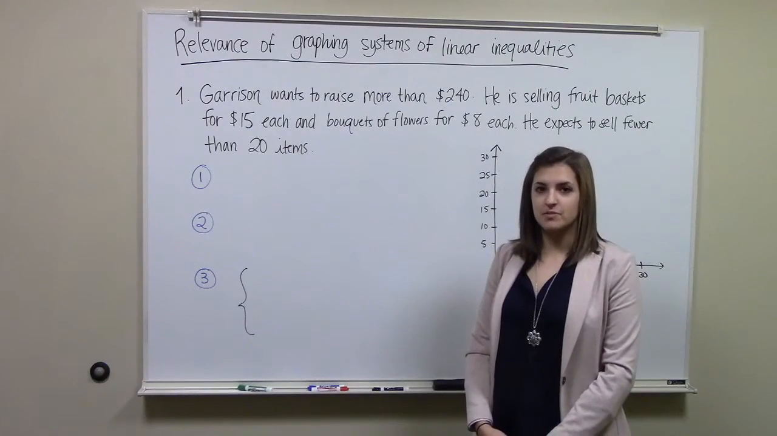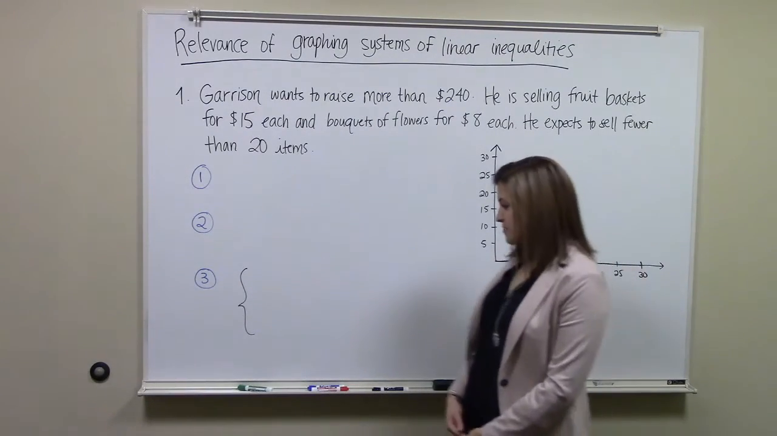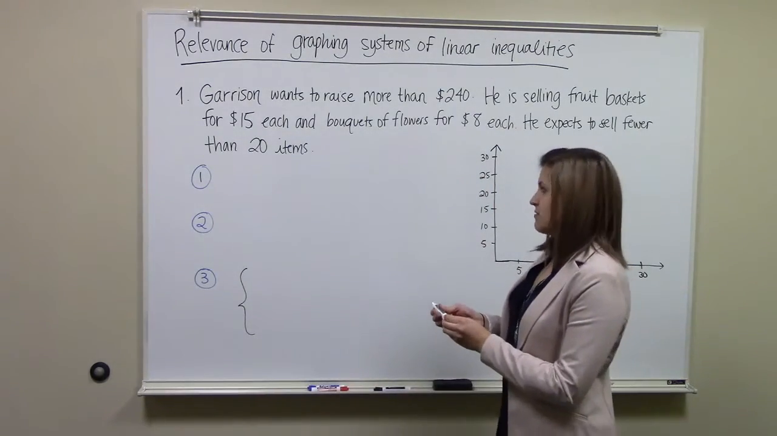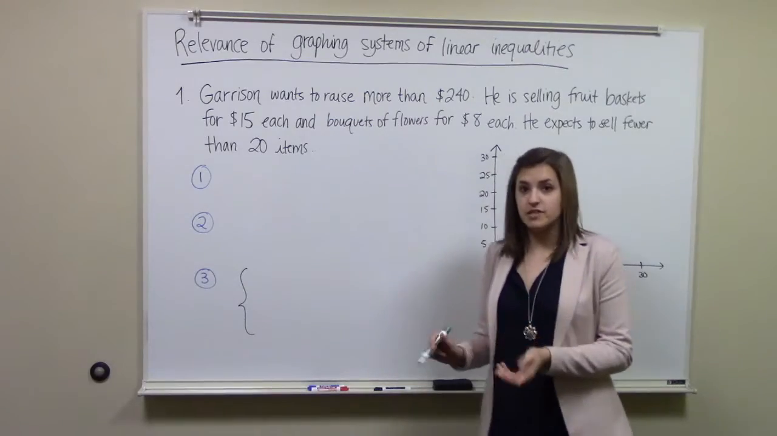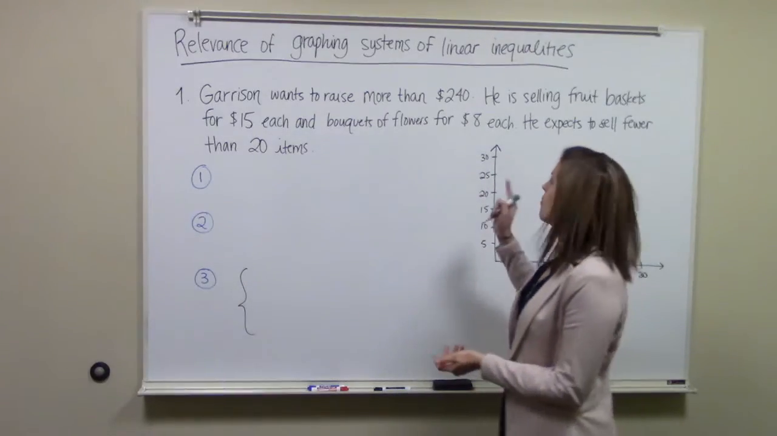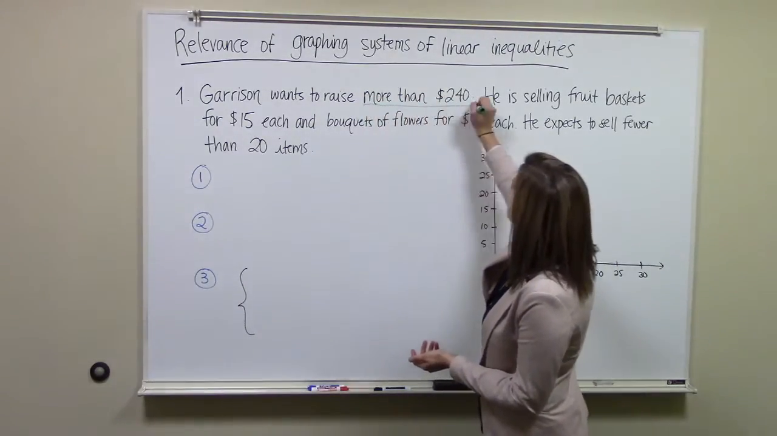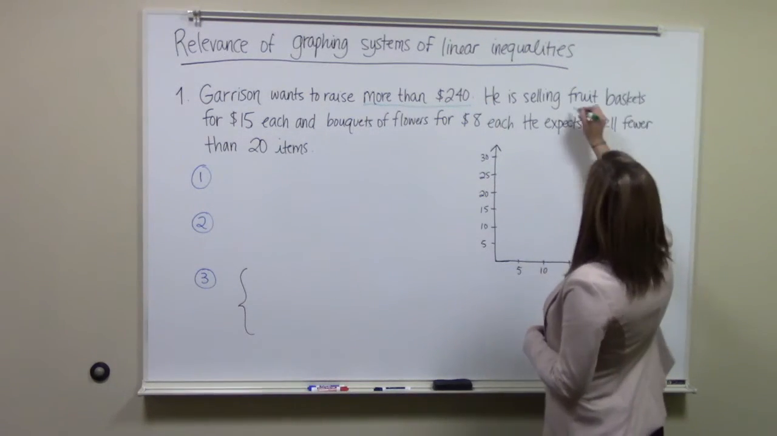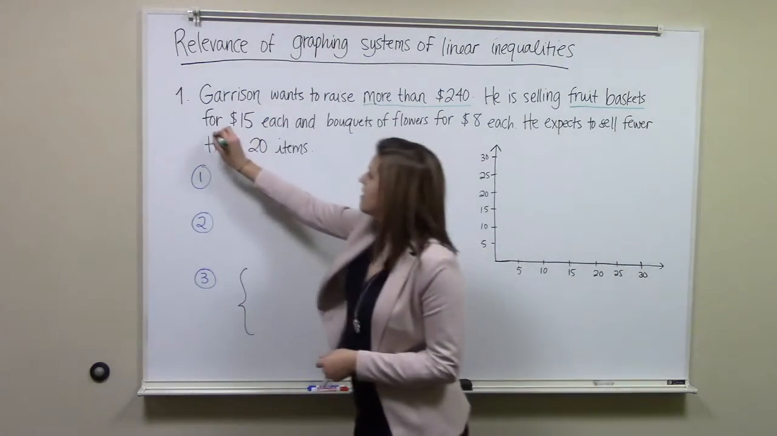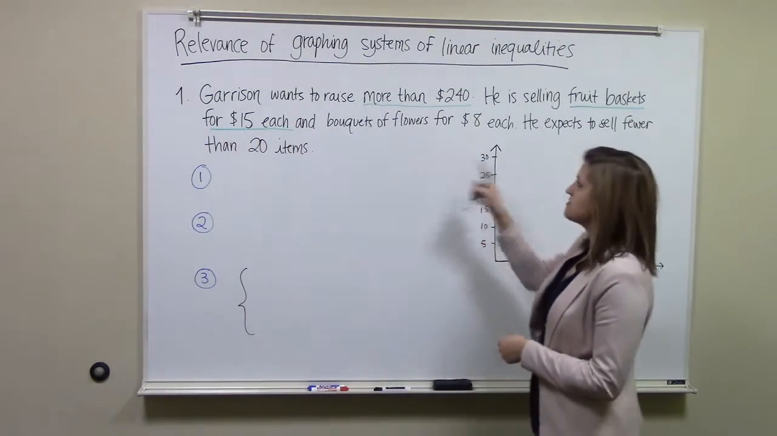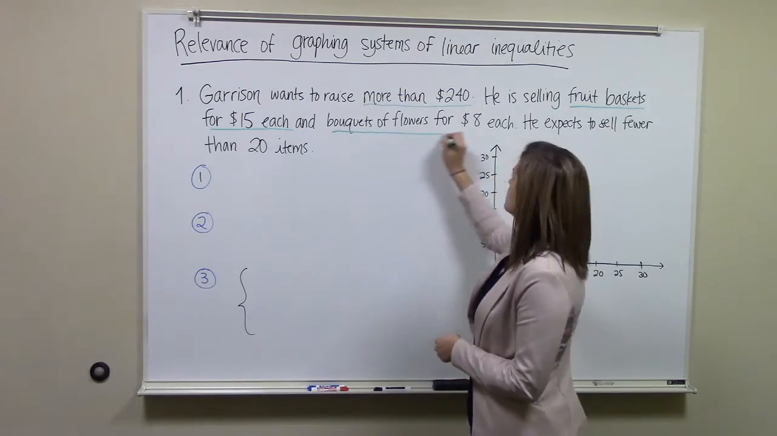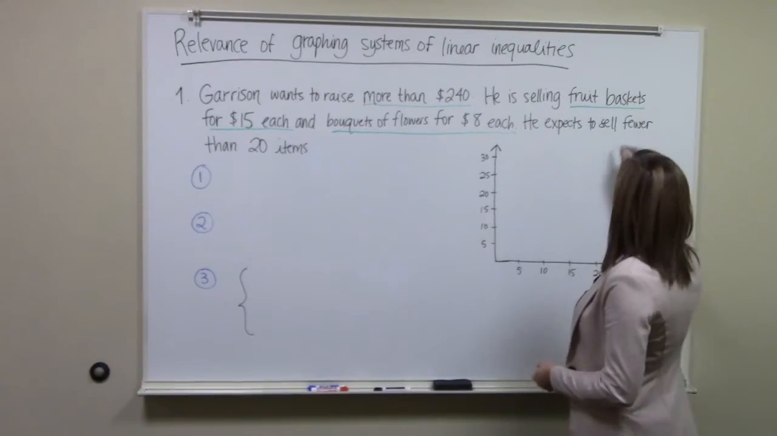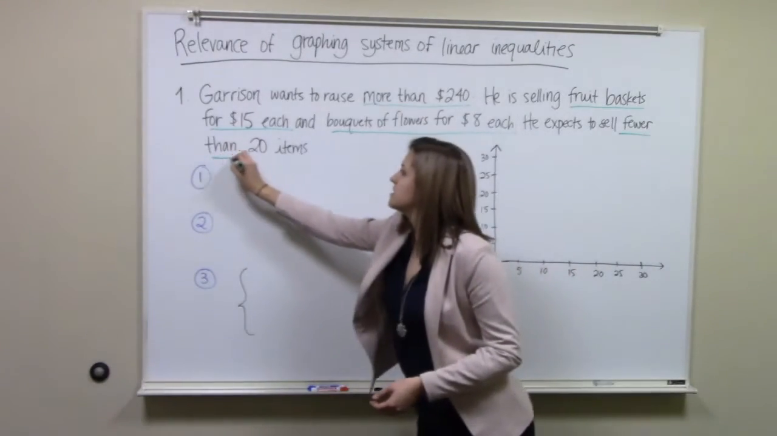All right, so our first example is about a fundraiser. And as I read through this problem, I'm going to underline some things that I find important. So Garrison is helping Skyline with a fundraiser. He wants to raise more than $240, that sounds important. He is selling fruit baskets for $15 each, should probably underline that. And he's selling bouquets of flowers for $8 each, so I'll underline that too. He expects to sell fewer than 20 items, so fewer than 20 items.